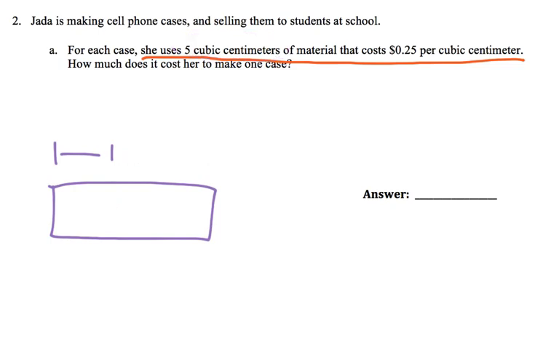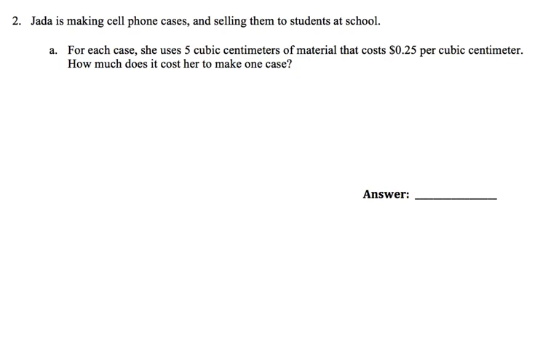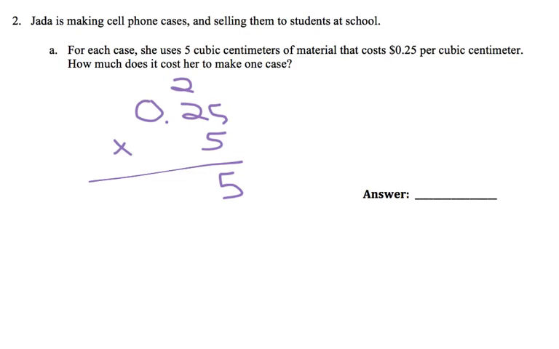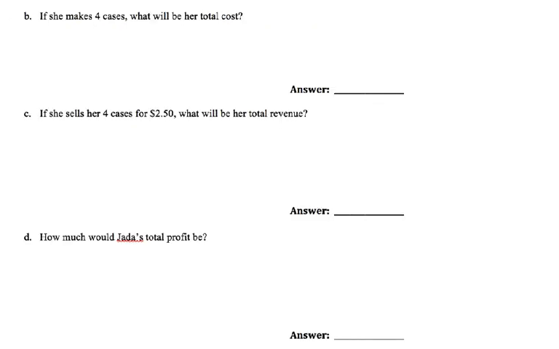So that's a long way of saying, to figure out how much the material is going to cost per phone, you have to do 25 cents times 5. 5 times 5 is 25. Bring up the 2. 5 times 2 is 10, 11, 12. Bring over the decimal place 2 places. And so it looks like Jada's total cost for material to make her case for 1 phone is $1.25, which is like 5 quarters. Okay, so that's helpful. So we know that it's $1.25.